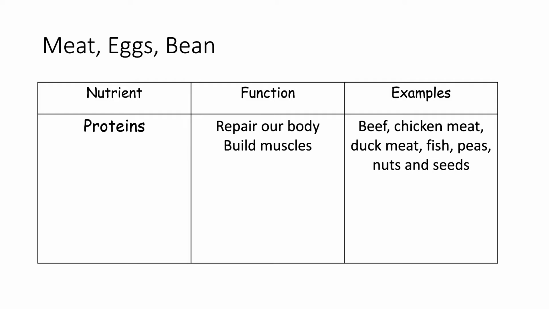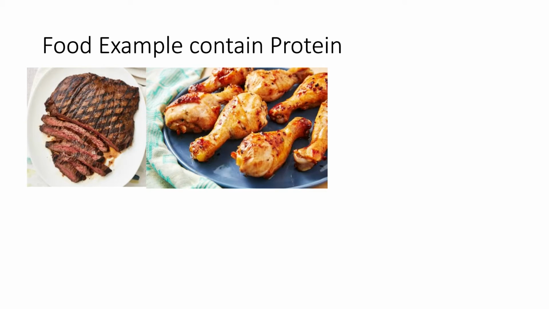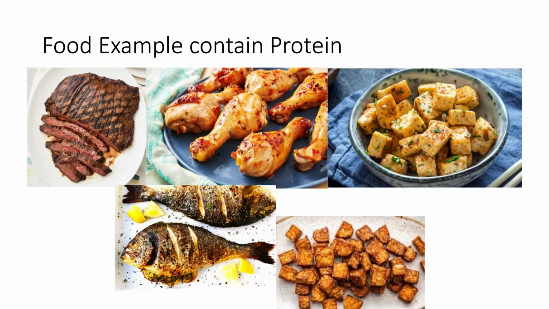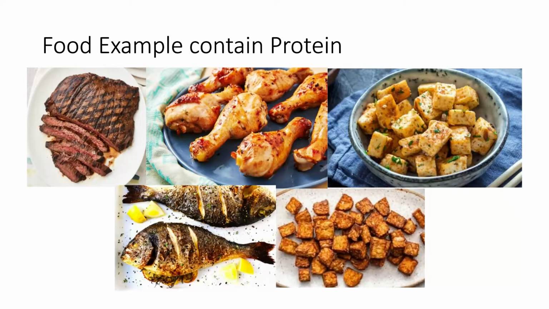The second one, it's a group of meat, eggs, and beans. Most nutrient contained in this group is proteins. What is the function? It is to repair our body and then also build our muscle. What is the meaning of repair? That's mean memperbaiki in bahasa Indonesia. So if you hurt yourself, you have a wound atau luka, eat lots of food that contain proteins. Hence, your wound will heal faster. And what are the example? There are beef, chicken, meat, tofu, fish, and tempeh. So if you notice, there are protein comes from animals, and there are protein that come from plant, which is the tofu and the tempeh.